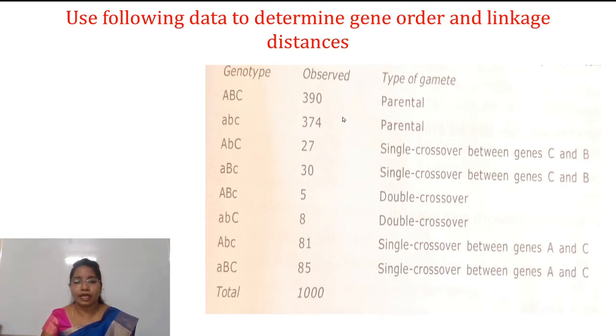So if we carefully observe this data, these are the parental types, the two parental types between the three genes. Then these are the single crossovers between B and C, these are the single crossovers between A and C, and these are the double crossover products. If we observe carefully, the offspring which are most frequent are the parental type, with the maximum number of offspring. Then the offspring with the lowest frequency, that means these 5 and 8, are the double crossover products, and the total number of offspring is 1000.